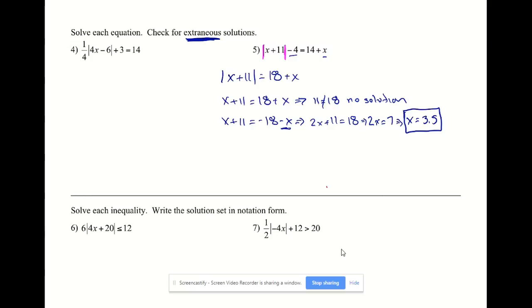In this case, we don't need to check for an extraneous solution because we have this no solution here, which would have been the problem. So hit pause if you want to, and moving on to inequalities.